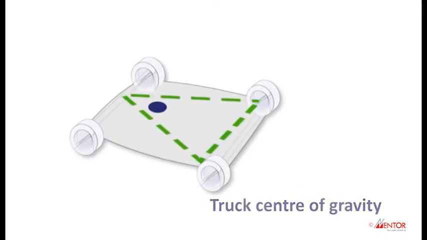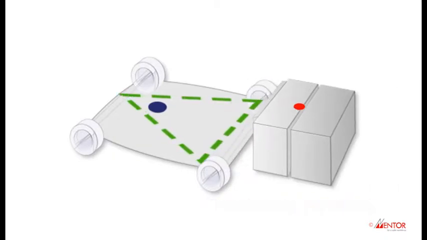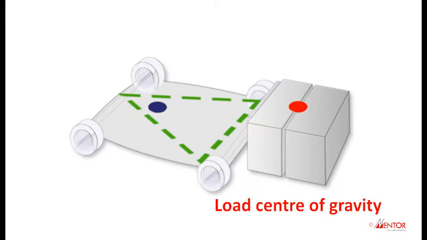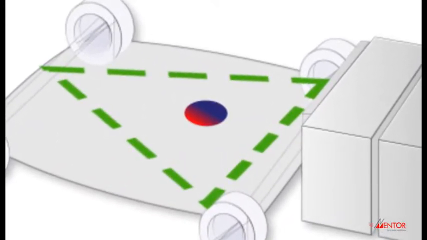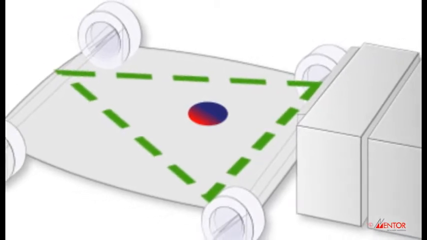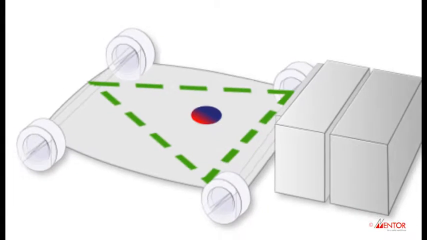A load has its own centre of gravity, also shown in this example. When a lift truck picks up a load, the centre of gravity of the lift truck and the load combine in the centre of the truck. This is the combined centre of gravity. For the lift truck to remain stable and safe, the centre of gravity needs to stay within the stability triangle.